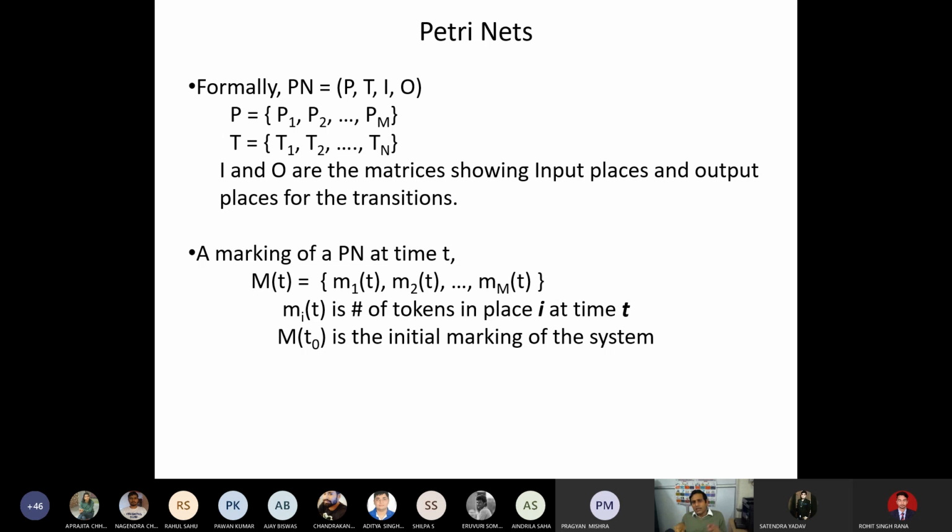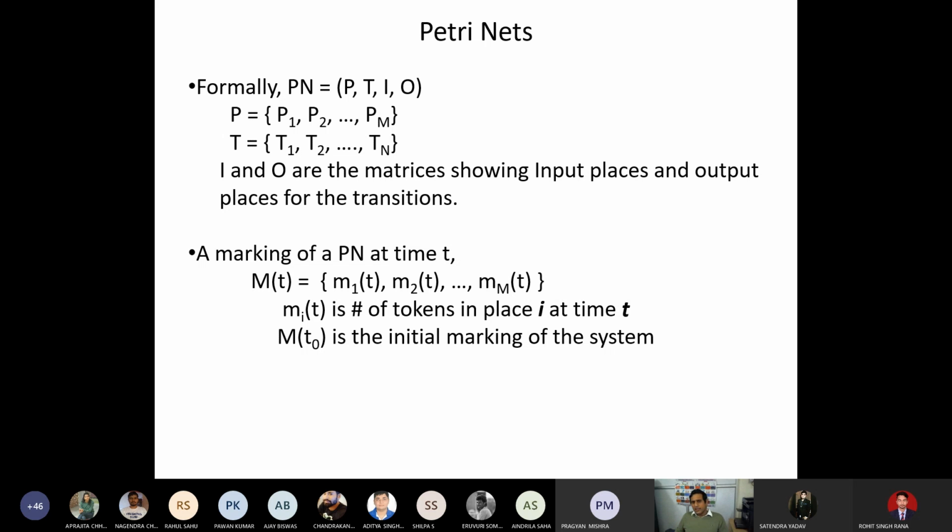So you will get a matrix containing zeros and ones, which is an adjacency matrix kind of thing. For P1, you can say which are the adjacent transitions, and that can be marked. Similarly, you can mention the same for the output. So input and output are two different matrices.